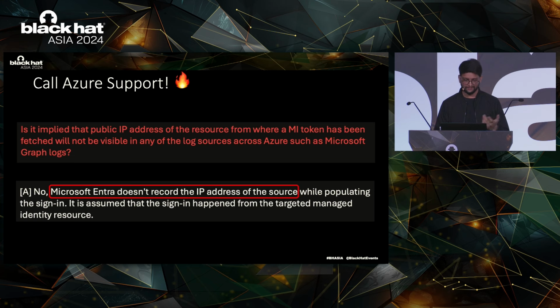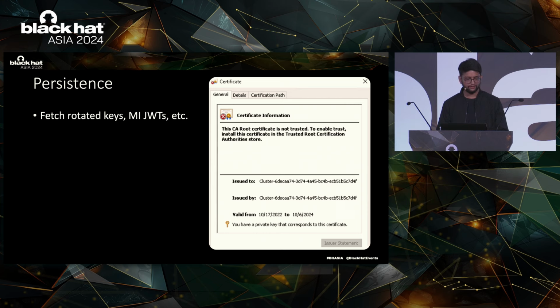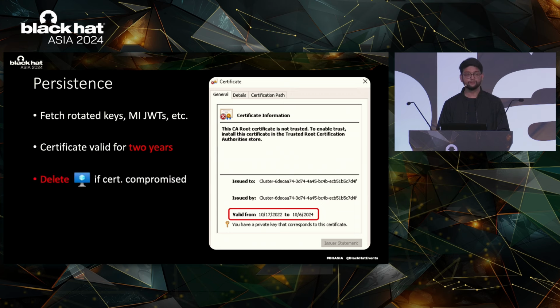And again, they said, OK, Microsoft Entra does not record the IP address because it is assumed that the sign-in happened from the targeted managed identity resource. So, a quick note on the persistence. Using the certificate and the private key, you can get the rotated keys, the JWTs for managed identities. The certificate is valid for 2 full years. So if you have a compromise, you wouldn't know for at least 2 years that somebody else had backdoor access. And to invalidate the certificate, you need to delete the compute instance. And obviously, these logging discrepancies can be really helpful for attackers.